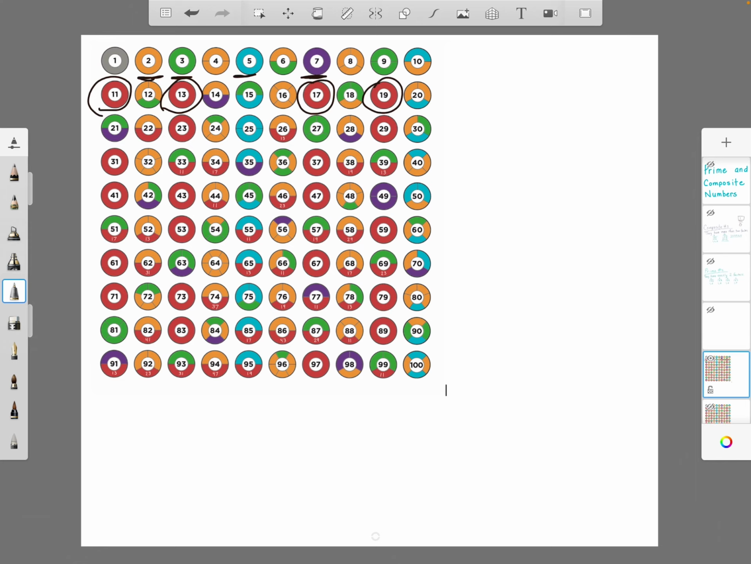If you look at a number, for example, the number 44 up here, the number 44 has 2 sections that are orange, so that's going to be made up of a 2 times a 2, and it has one section that is red, but if you look closely at it, it has a little 11 in it. So the prime number that is representing that red is the number 11. Now 2 times 2 is 4, and 4 times 11 is 44. So these are the numbers that make up the number 44.